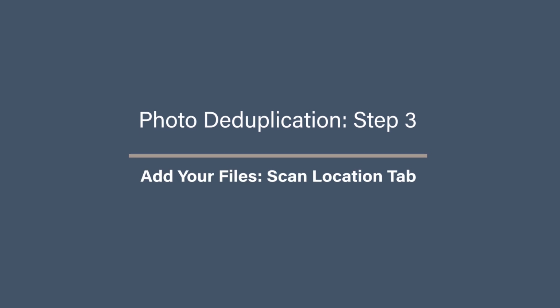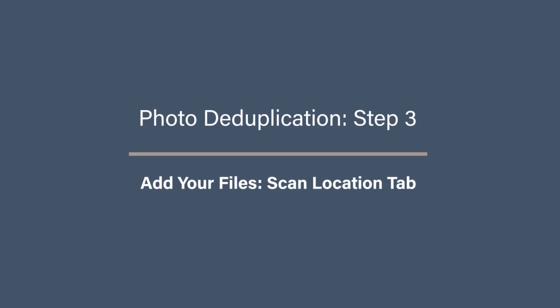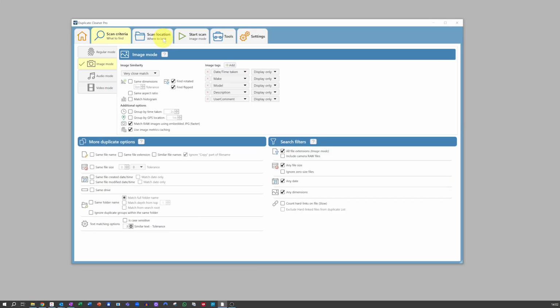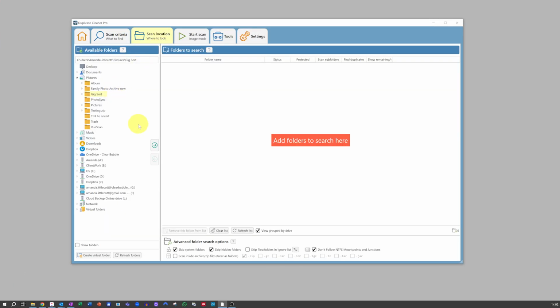Photo deduplication. Step 3. Add your files. Scan location tab. Select the folder that you want to sort from the left-hand side, and with the arrow, move it over to the list in the search area. You can select multiple folders at once.